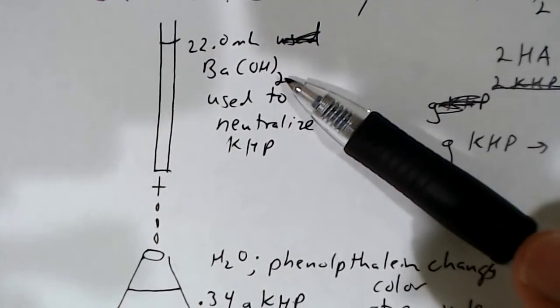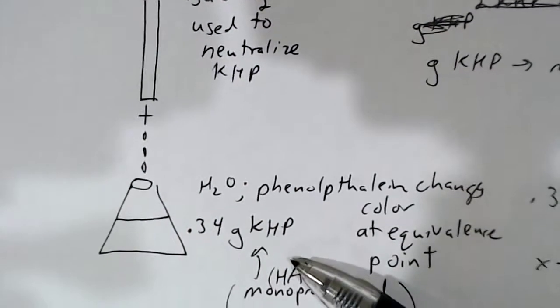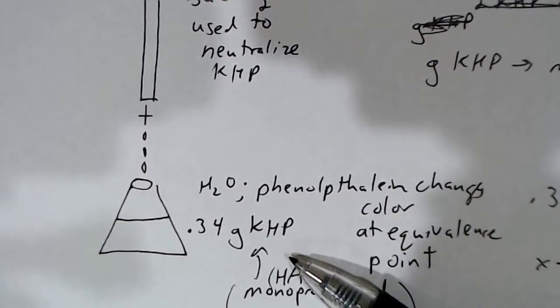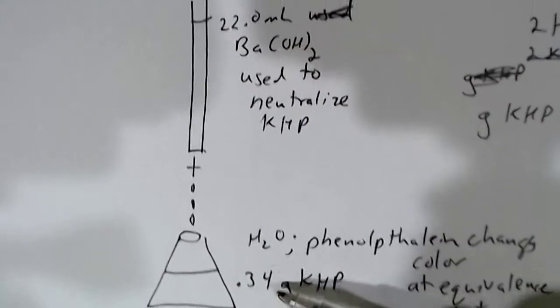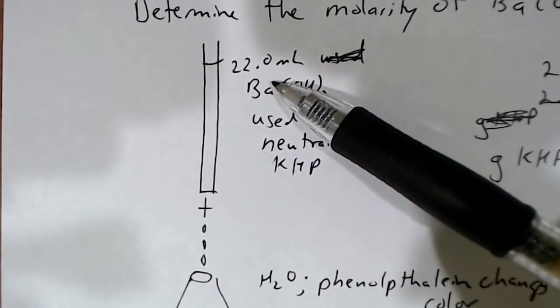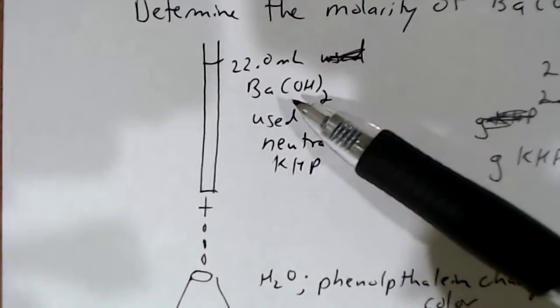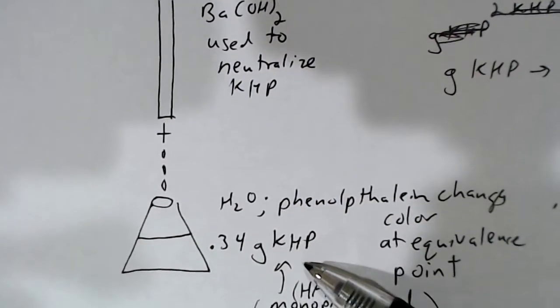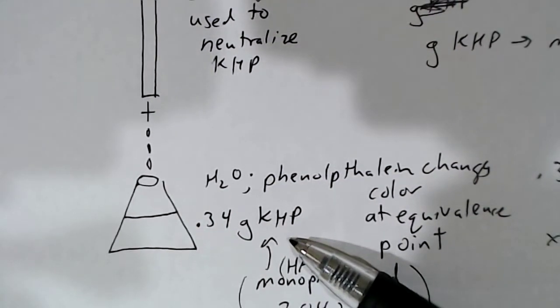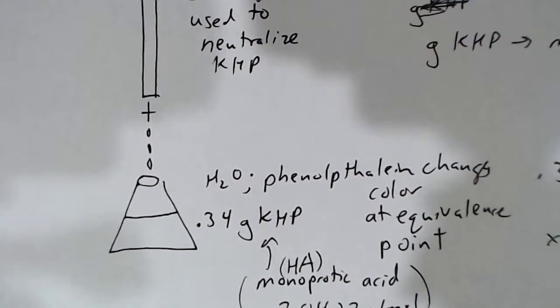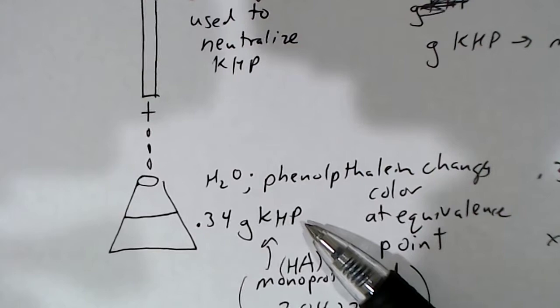So we can know the molarity of this base solution by seeing how much of it is needed to react with this acid. Maybe you need 22.0 milliliters of this barium hydroxide solution to neutralize these 0.34 grams of KHP. KHP is potassium hydrogen phthalate. It's actually not a potassium, a hydrogen, and a phosphorus. It's potassium hydrogen phthalate. This is just a symbol for that phthalate, that P.